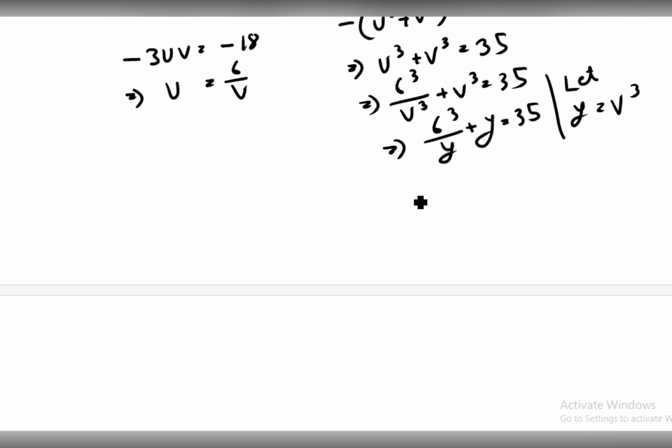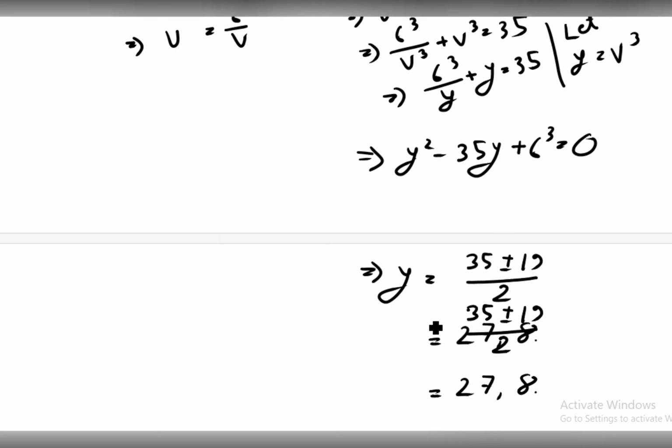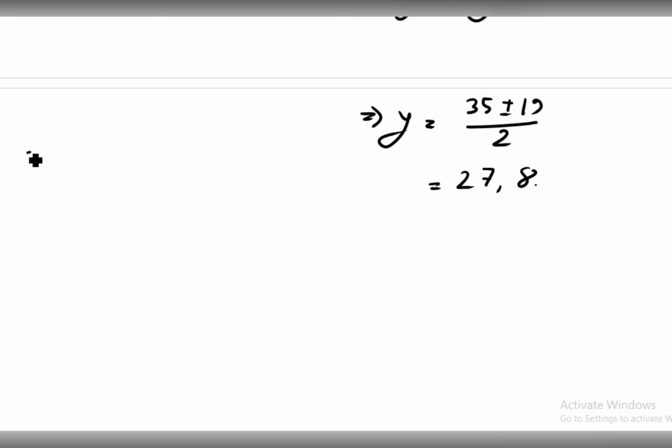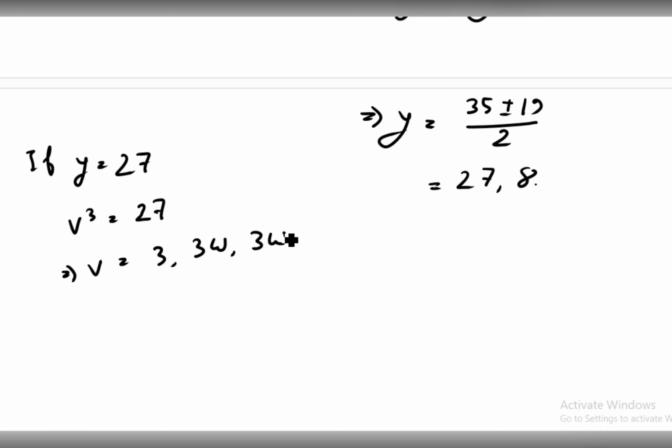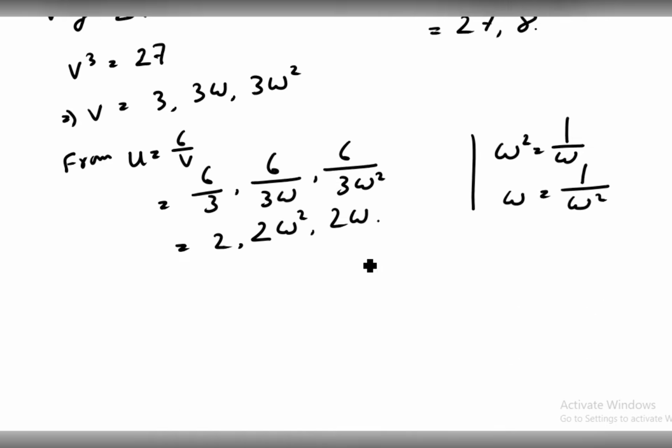Now let y = v³, so we will get y² − 35y + 6³ = 0. If we solve it, we will get 27 and 8. So if y = 27, v³ = 27, so v will be 3, 3 omega and 3 omega square. As we know, a cube must have 3 roots. So from u = 6/v, we can write this. So the value of u will be 2, 2 omega square and 2 omega.